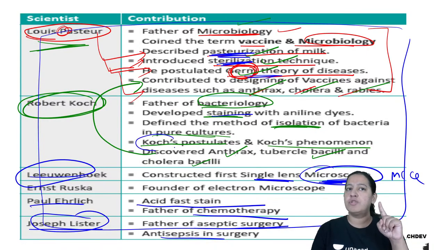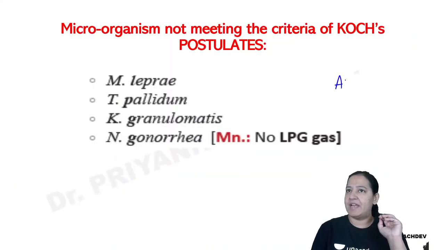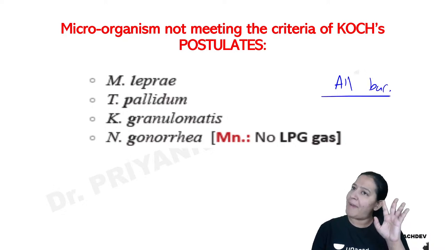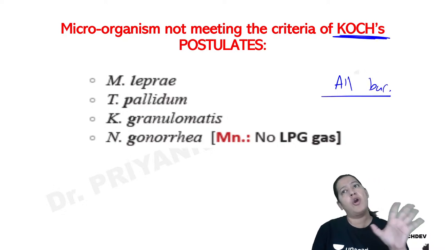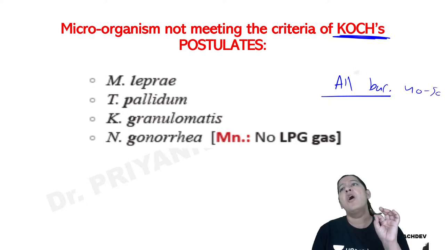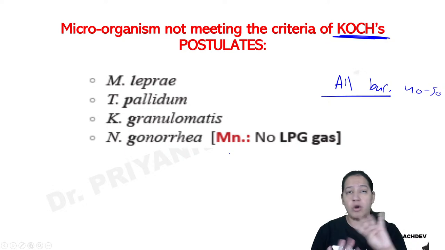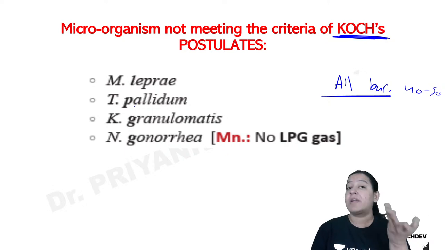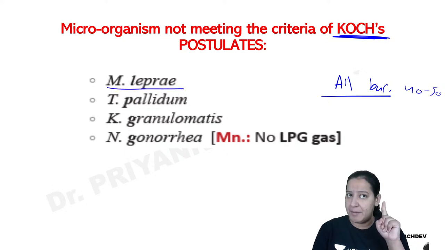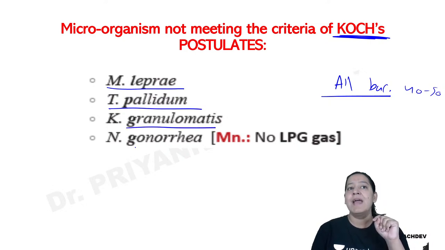You know what are Koch postulates? Robert Koch ne diye na. All bacteria follow Koch postulates. All of them. There are nearly 40 to 50 bacteria. All of them follow, except 4 bacteria which do not follow Koch postulates. So what are they? Mycobacterium leprae, Treponema pallidum, granulomatis, and gonorrhea.